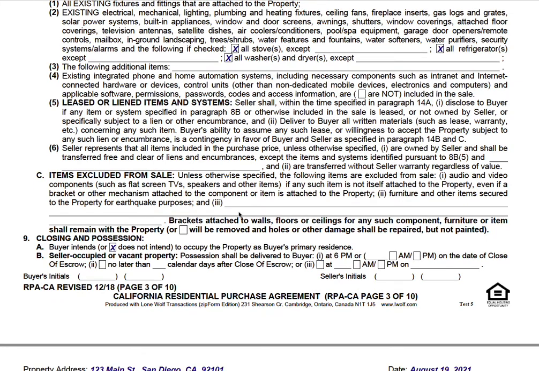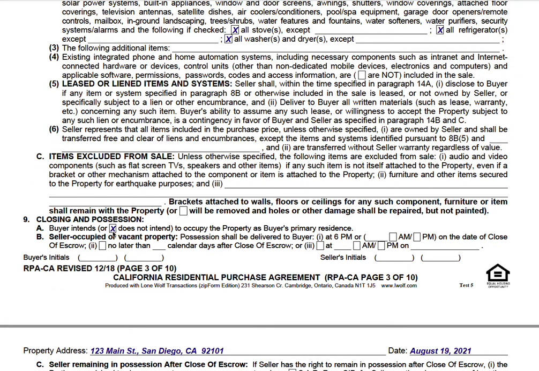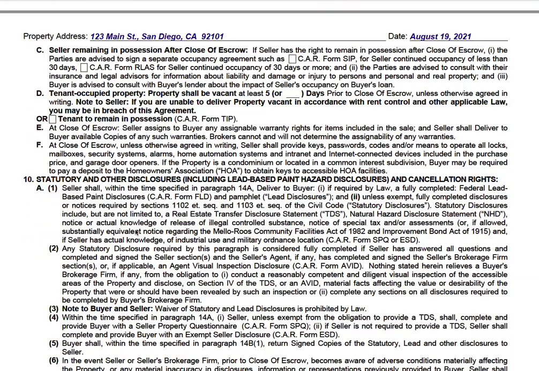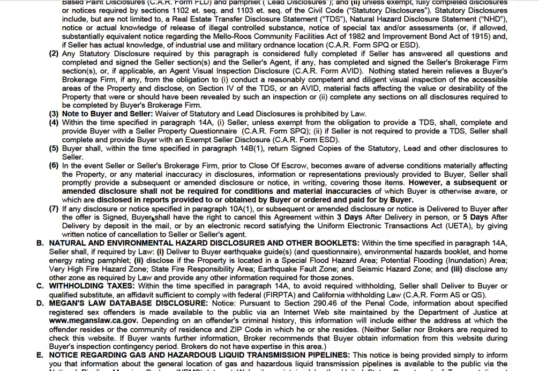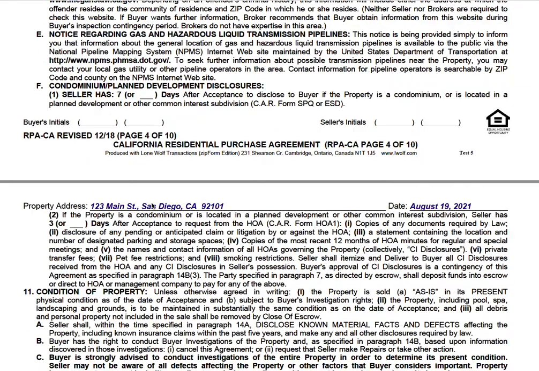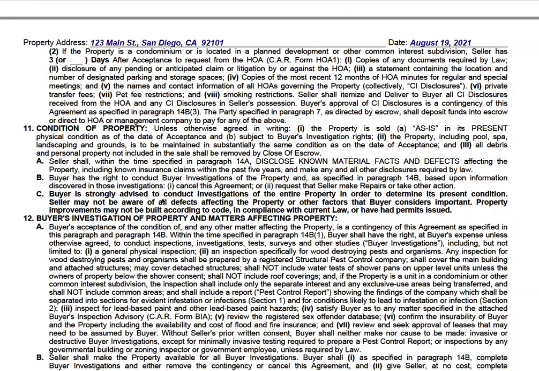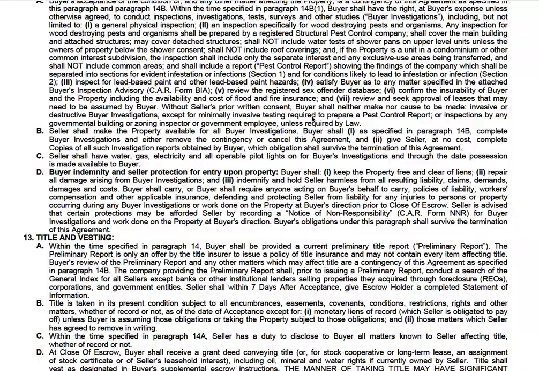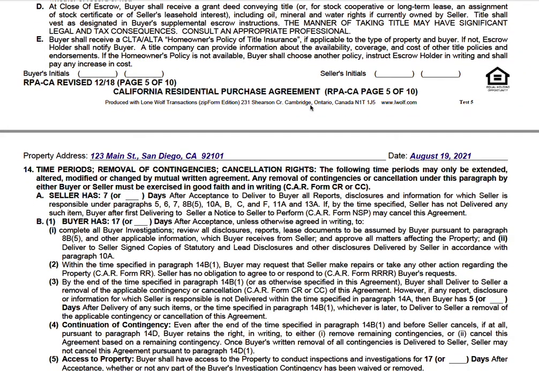All right, we'll scroll down here. Buyer does not intend. Check that box if you're not going to occupy the property. More boilerplate standard verbiage here. And now we have an important section we're coming up to, and that is the buyer's investigation period.